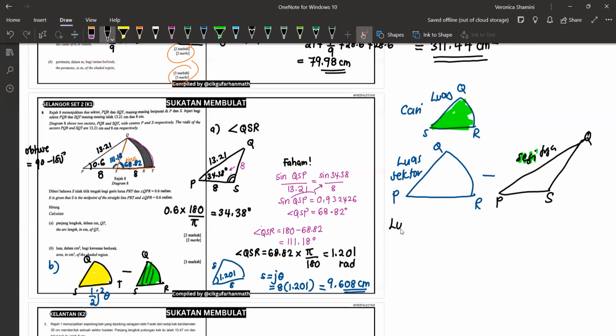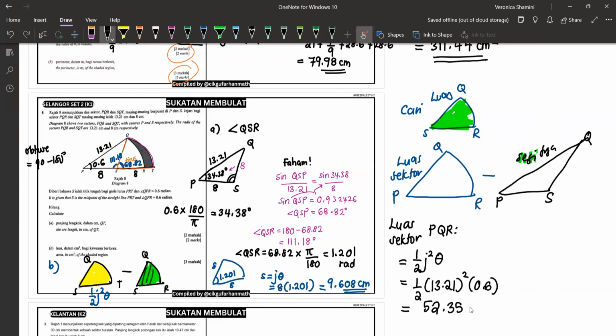Okay, now let's find the luas for sector PQR first. Okay, PQR 1/2 J square theta. So what is the jejari? The jejari is 13.21. Kan? Jejari is 13.21 square. Theta dia 0.6. Okay, so 1/2 times 13.21 square, that's 0.6. Okay, teacher dapat 52.35.